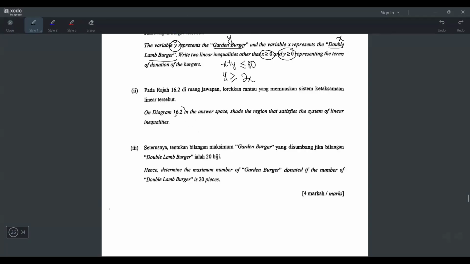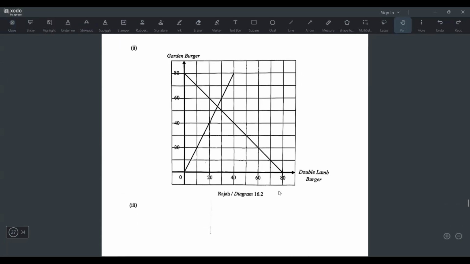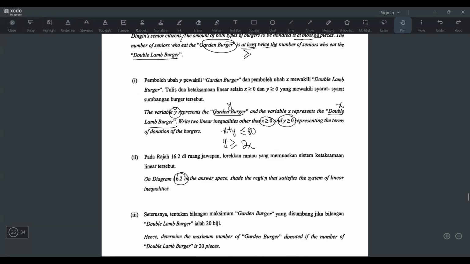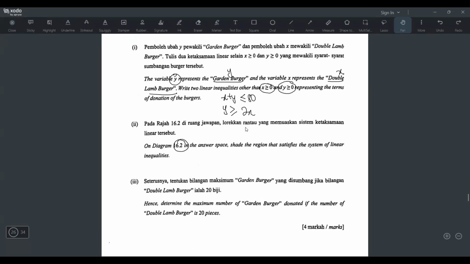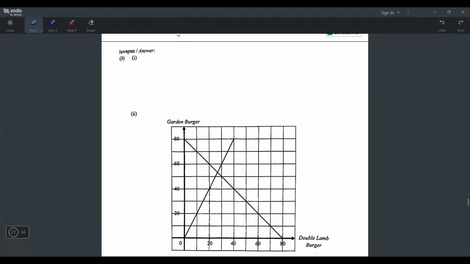Number 2 says, on diagram 16.2 in the answer space, shade the region that satisfies the system of linear inequalities. So let's go to the diagram. Okay, I see it already. It's here. Oh, they already drew the line for me. Wow, that's good. So if they drew the line for me, let's write down this answer: x plus y smaller than or equal to 80. And then the other one is y at least twice x, right?